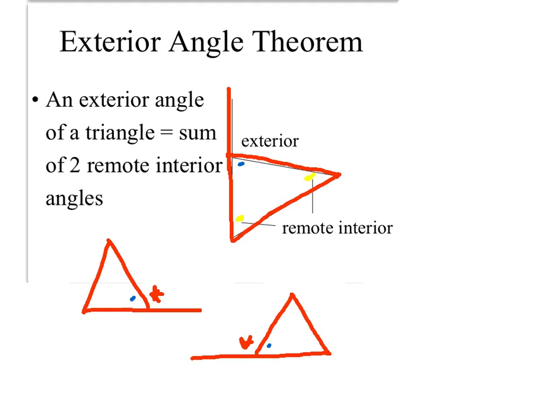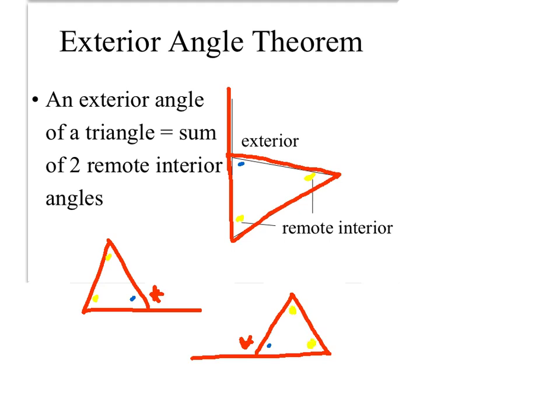So these two are the remote interior angles, and they're called remote interior angles because remote means farthest away, or far away, and they're the two angles farthest away from the exterior angle, and they're inside the triangle, so they're interior angles. For the second triangle, my remote interior angles would be these ones. They're just the two angles that are not right next to the exterior angle.